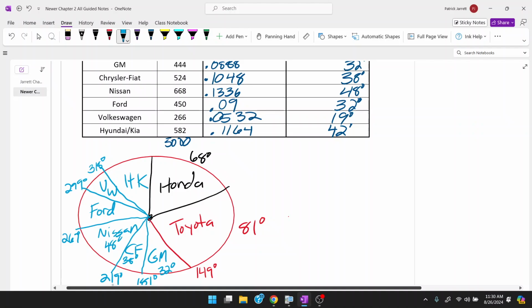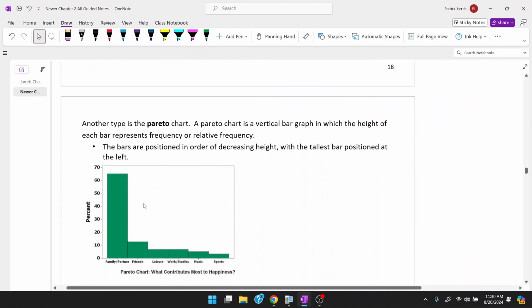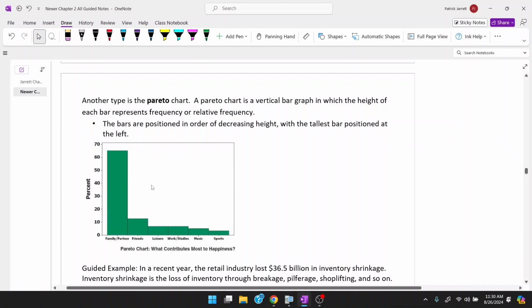So pie chart is pretty much straightforward. Nothing fancy. Believe it or not, you can do a pie chart on StatCrunch as well. Now, a Pareto chart is basically just another vertical bar graph where it's in order. I'm not going to give you a Pareto chart on a test or anything, but basically it just puts the bars in order of decreasing height.